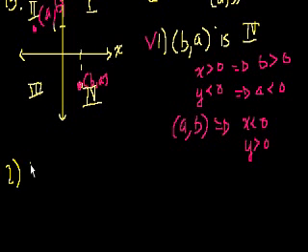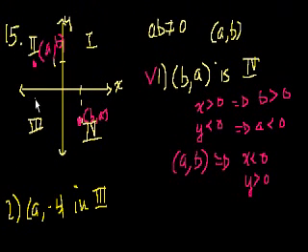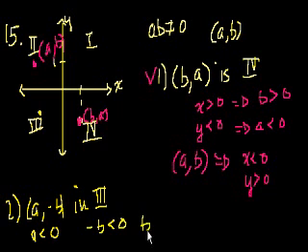Statement 2 says the point A comma minus B is in quadrant 3. If we're in quadrant 3, that means x is less than 0, and A plays the x role, so A is less than 0. Quadrant 3 also tells us that y is less than 0, and the y coordinate here is minus B. So minus B has to be less than 0. You can multiply both sides by -1, and that tells us that B is greater than 0.